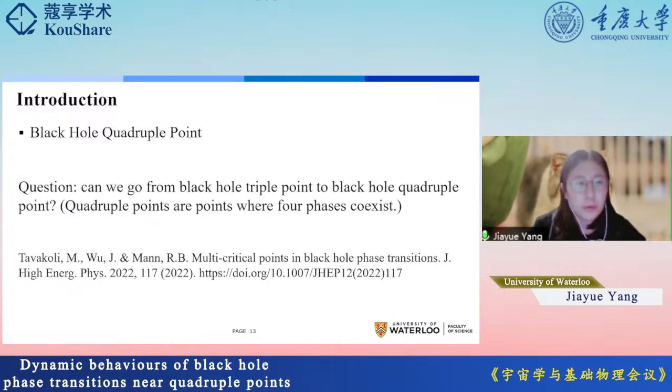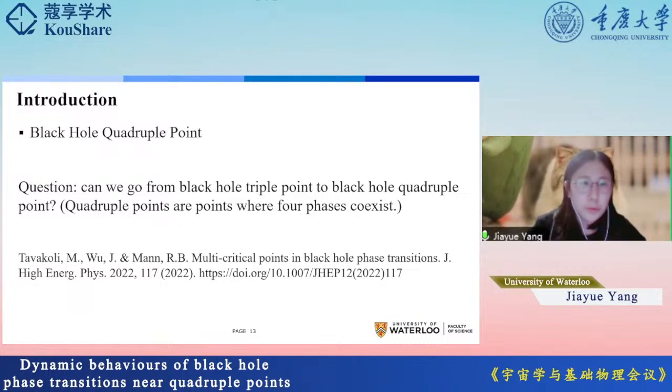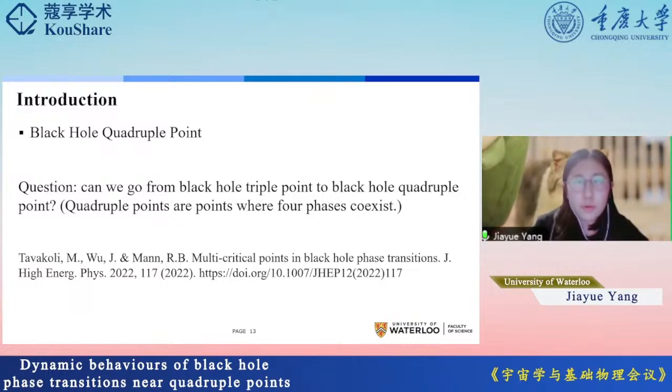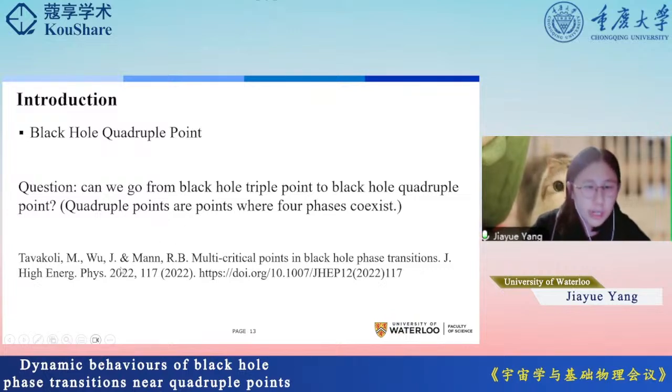So back to our topic today, can we go beyond the black hole triple point? We want to study the black hole quadruple point or quintuple points. These are more complicated ones. And the black hole quadruple point was first found in this paper.